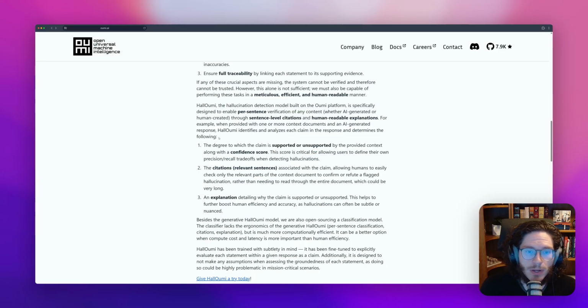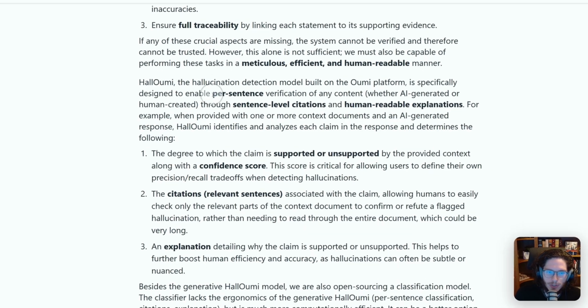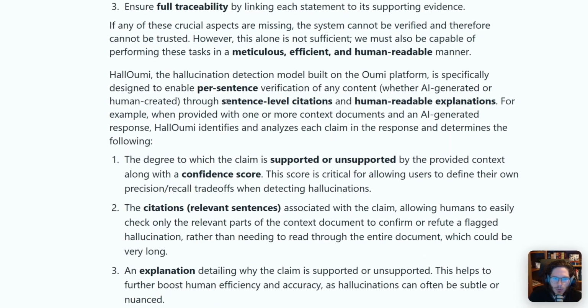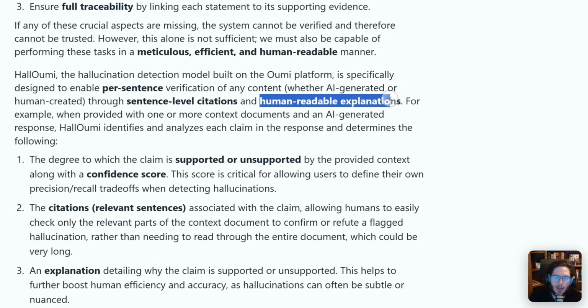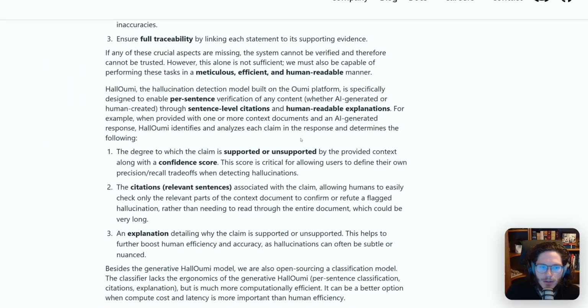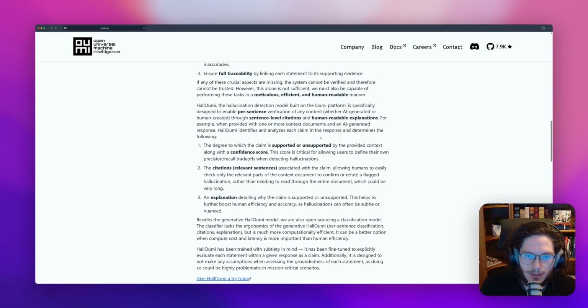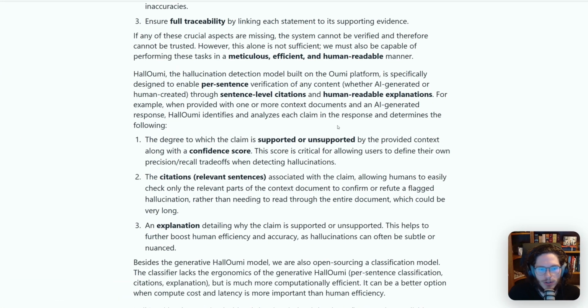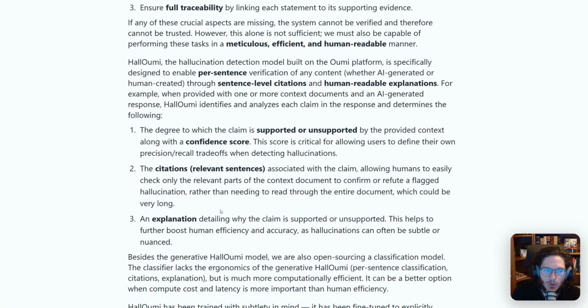Ultimately, this is what HallOumi provides: per sentence verification with sentence level citations and human readable explanations. When given context and an AI generated response, it can identify each claim that is supported or not supported, tell you where the evidence is from that ground truth you gave it, and give an explanation describing why.